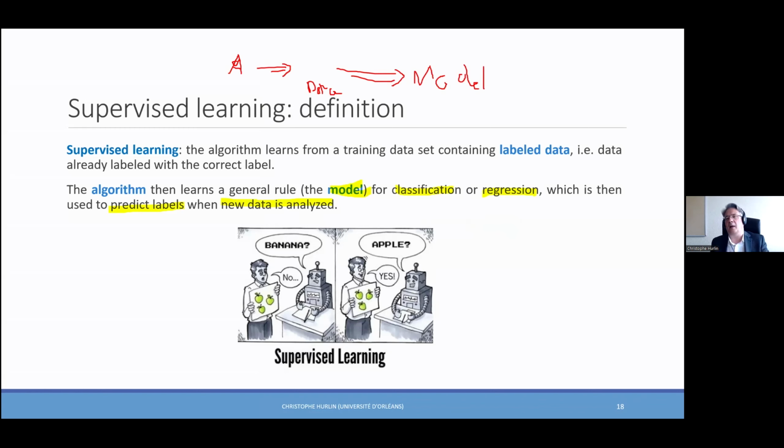Okay, and if I use new data, this model generates some forecast.